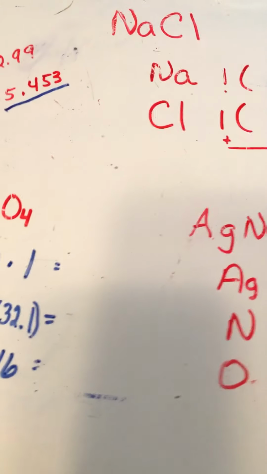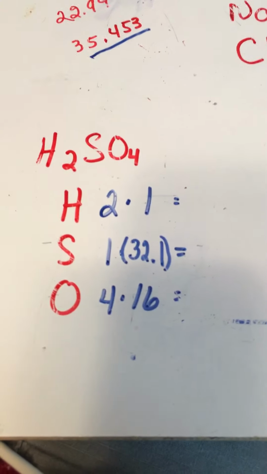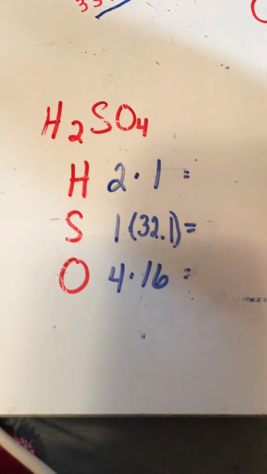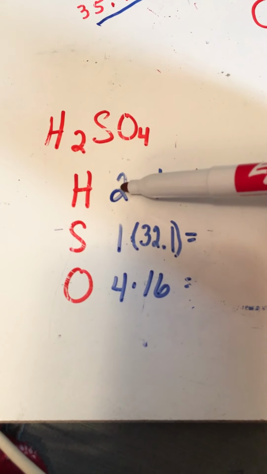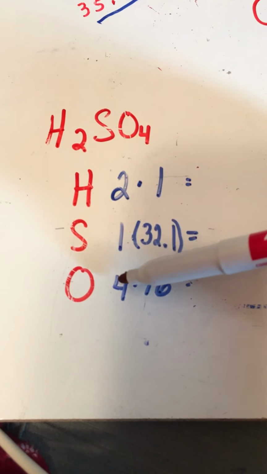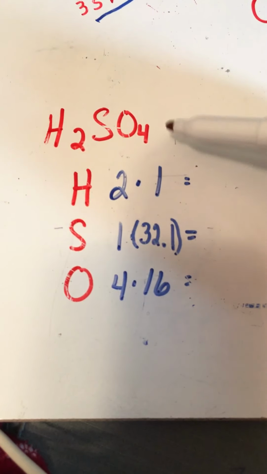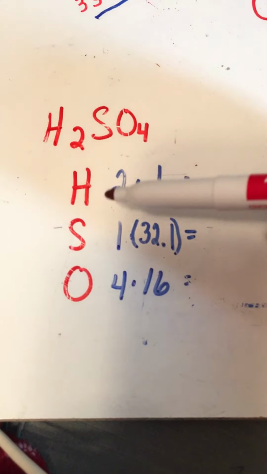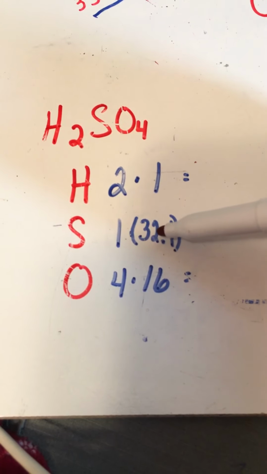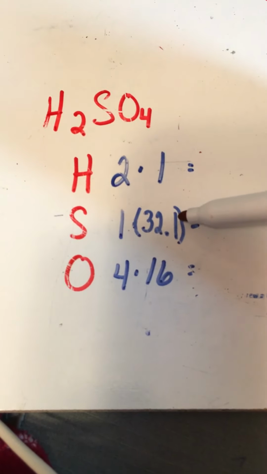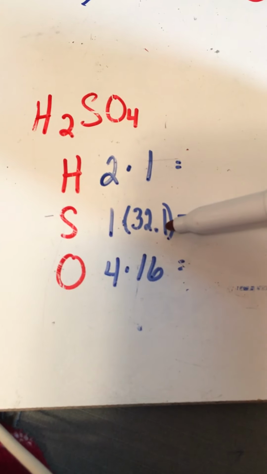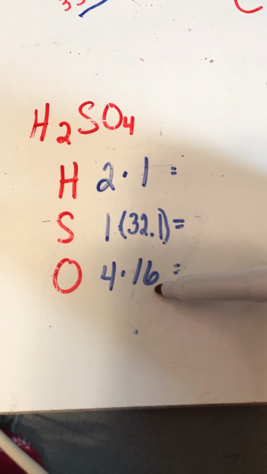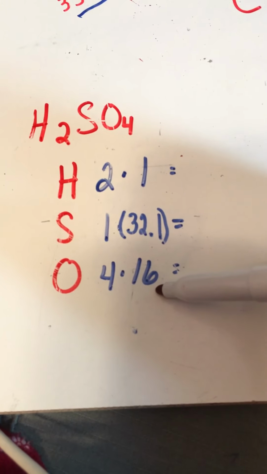Let's try a little more complex one. H2SO4, sulfuric acid. I've already got this written. We have 2 hydrogen, 1 sulfur, 4 oxygen. Looking at the periodic table, hydrogen has a mass of 1. Sulfur has a mass of 32.06, and I round that up to 32.1. Oxygen has a mass of 15.99, so I round that up to 16.